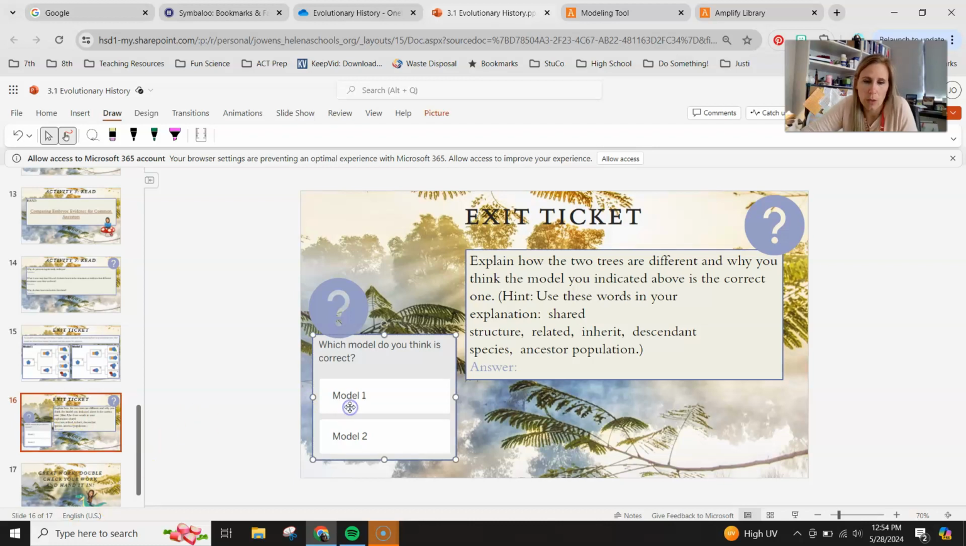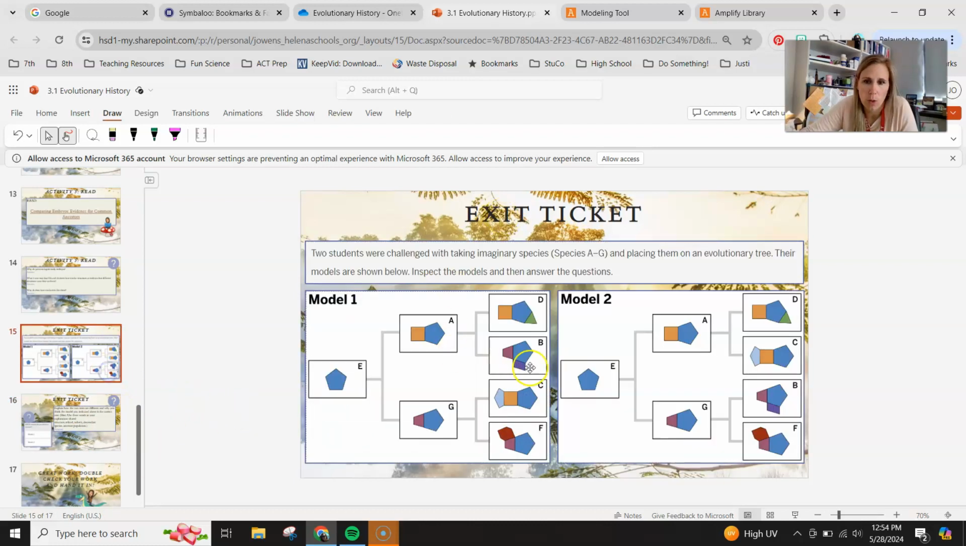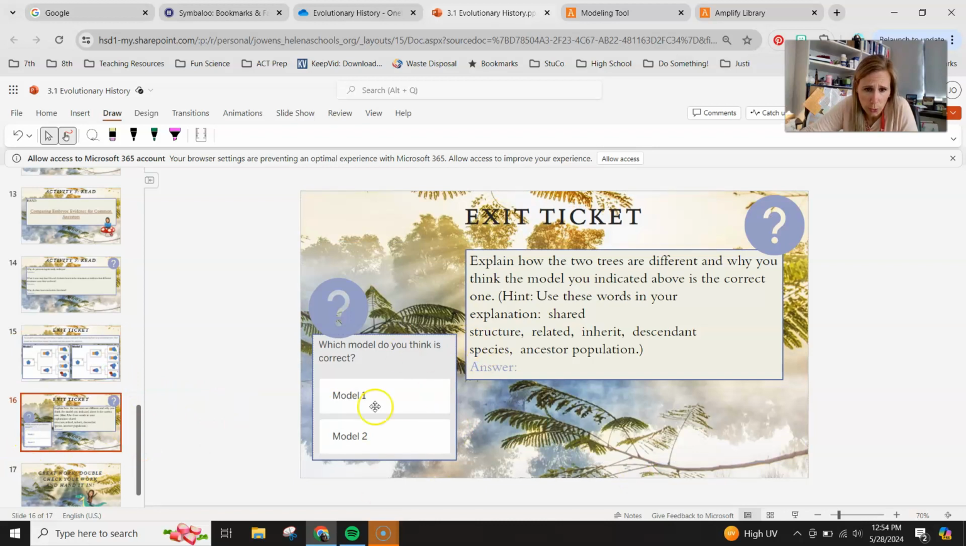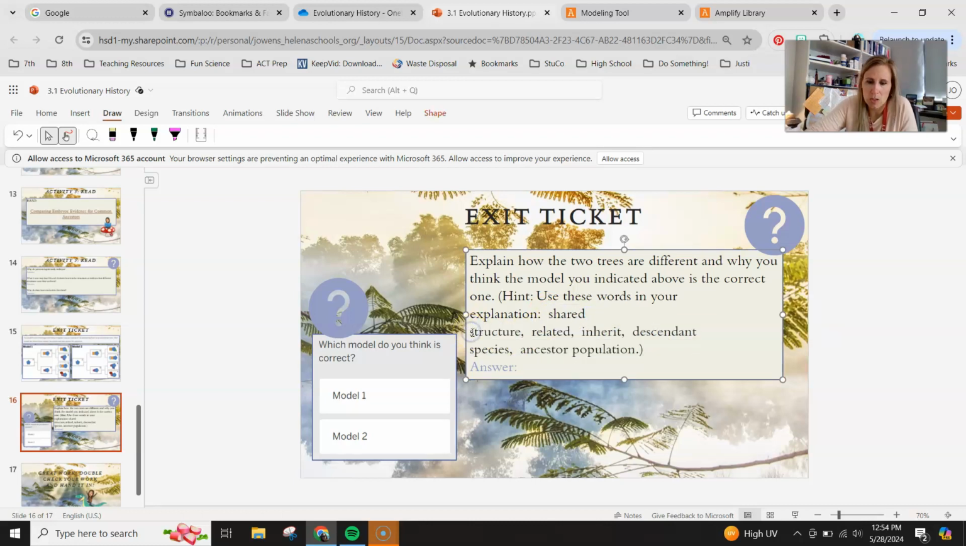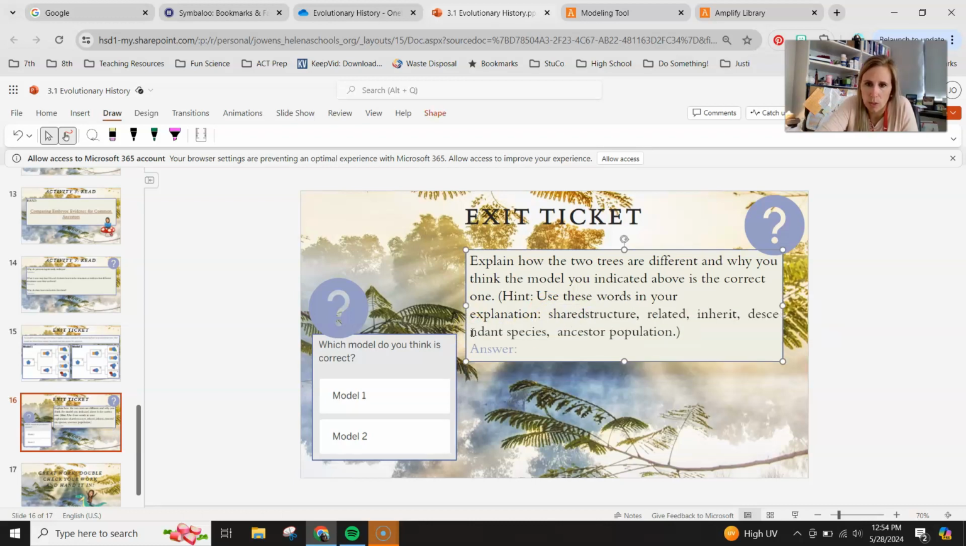So first of all, take a look. Which do you think is correctly placed, model 1 or model 2? Circle your answer here. And then explain why the two trees are different and why you think the model you indicated above is correct. Use these words in your explanation: shared structure, related, inherit, descendant species, and ancestor population. Make sure you use those words to help you explain your answers.